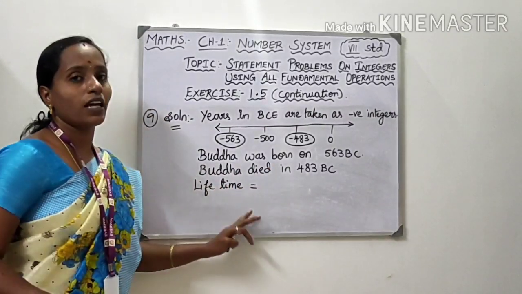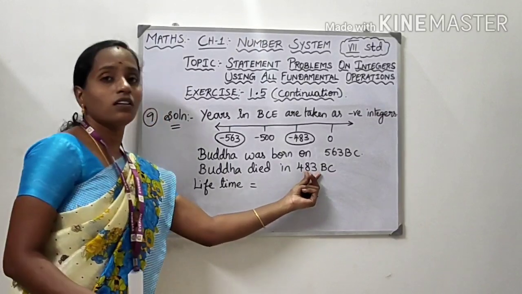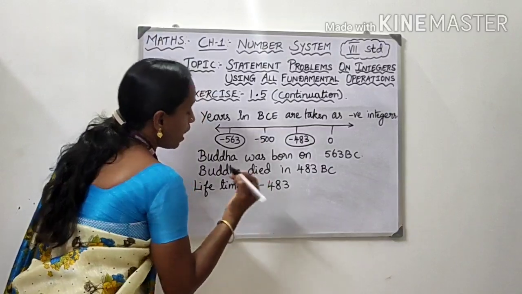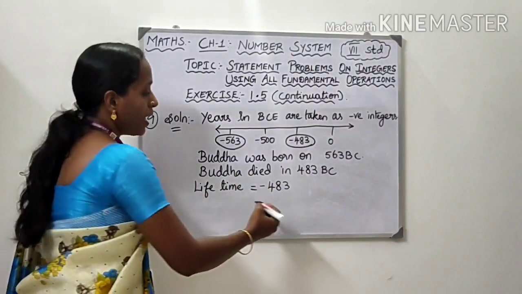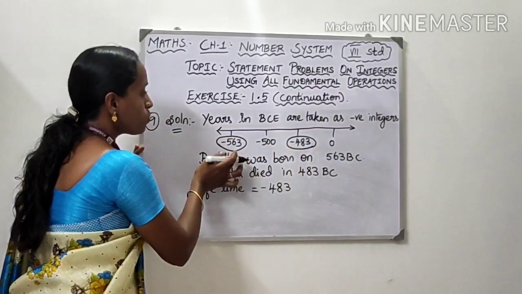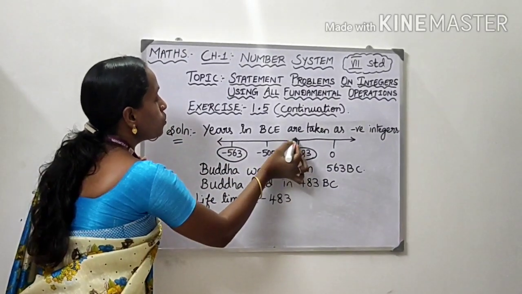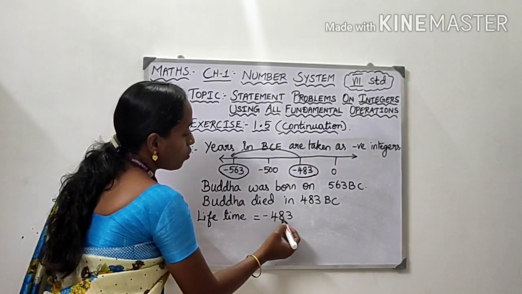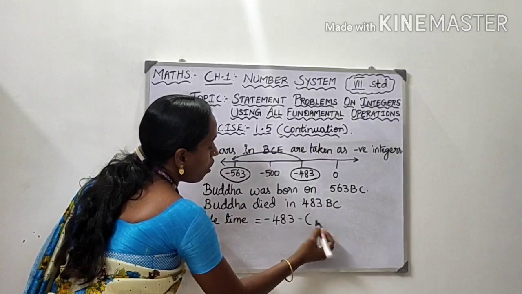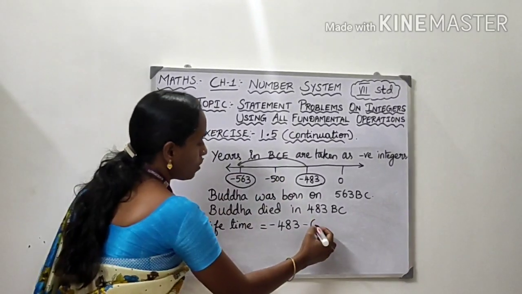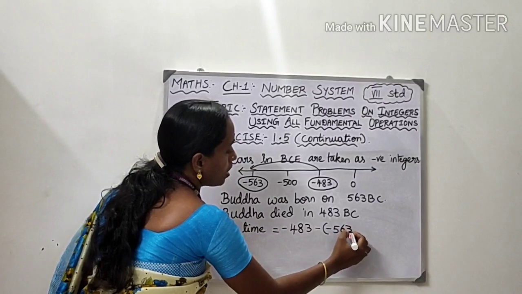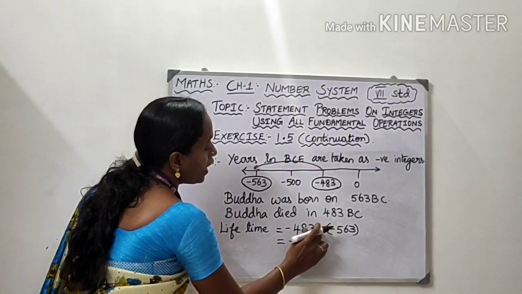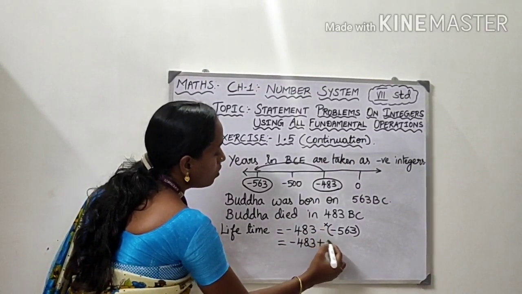So how can we find out the lifetime? First we have to take the year of death. So 483. Since it is a negative one, we have to put a minus sign. And we have to subtract from this to this one. That is minus 483 minus minus 563. We are going to subtract. So minus 483 minus, already that 563 is negative. So minus 563. Now the next step, minus 483, minus into minus we have plus.